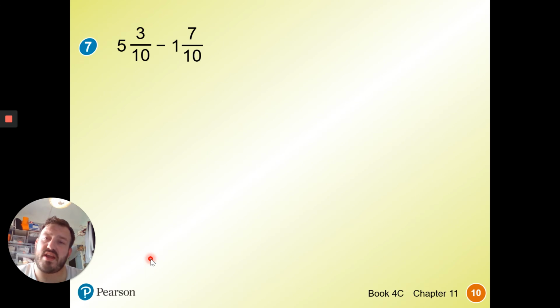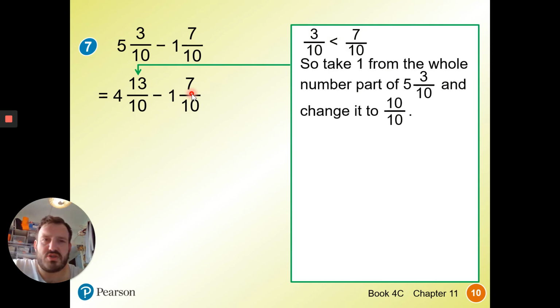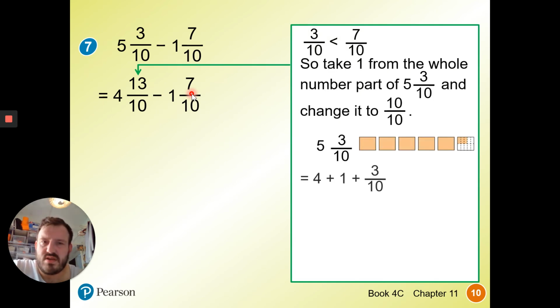5 and 3/10 minus 1 and 7/10. Okay, so here we go. We've got a good example. We need to turn it to an improper fraction. So now we've got 13 over 10 because we've stolen from that 5 to the 4, and we can now do our subtraction. Okay.